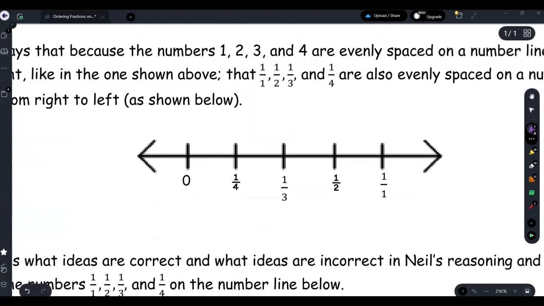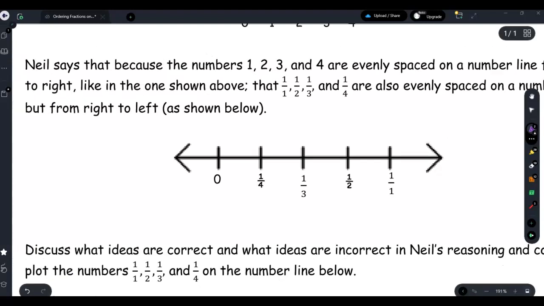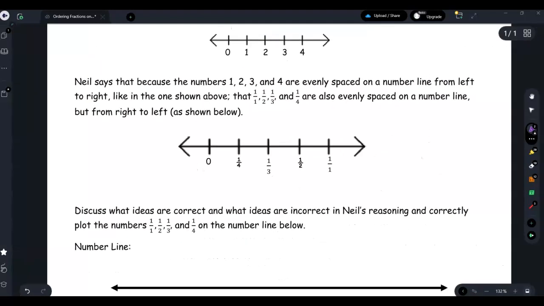When we look at this one though, I could add 1/4 to 0. 0 plus 1/4 would be 1/4 and would get me here. But if I add another 1/4, that should actually be 1/2, because 1/4 plus 1/4 is a half. So this spacing is not correct. In general, these are not going to be evenly spaced. They are not one whole apart. So we'll look at how to correctly space those.